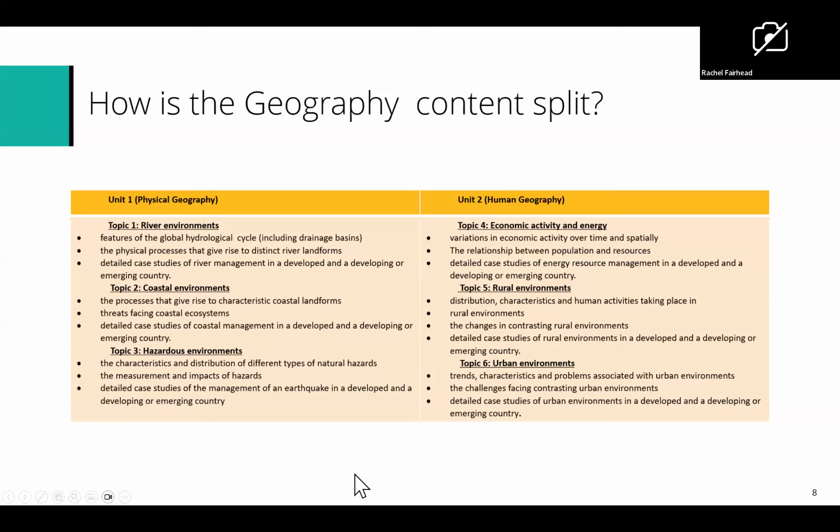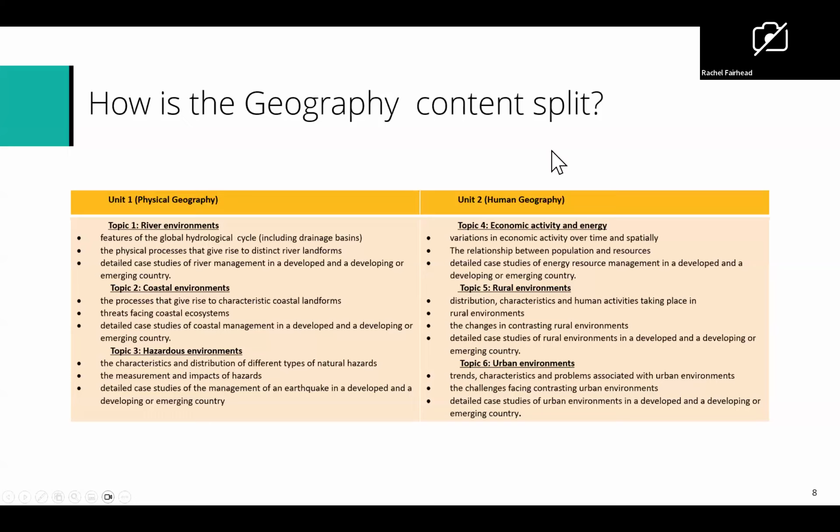So I think, looking at that content split, it makes sense. The physical geography is divided into river environments, coast environments, and hazard environments. And then obviously going on to the human aspect, the economy, rural, urban, and also developing it into a contemporary study. So it is about what's going on in the world at the moment, what's going on locally at the moment as well, in terms of the content split.